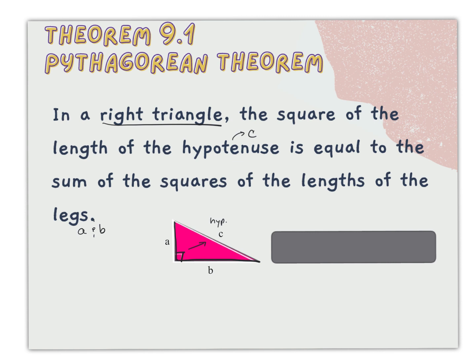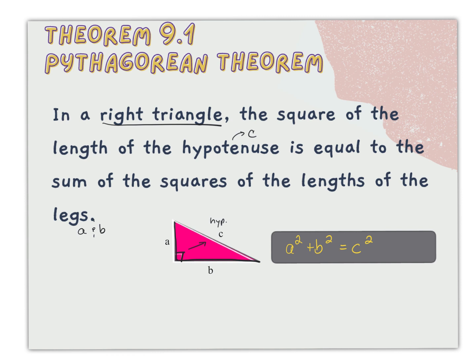And so the formula for this, again, we write it out, is a squared plus b squared equals c squared. And so, again, the sum of the legs squared equals the hypotenuse squared.